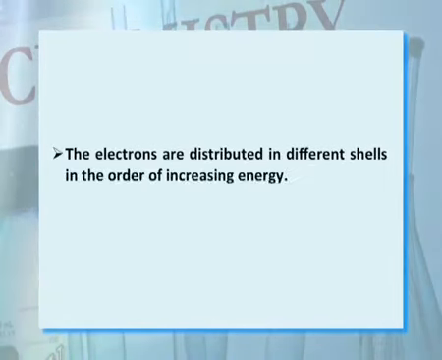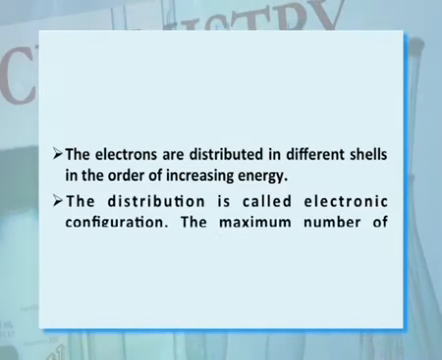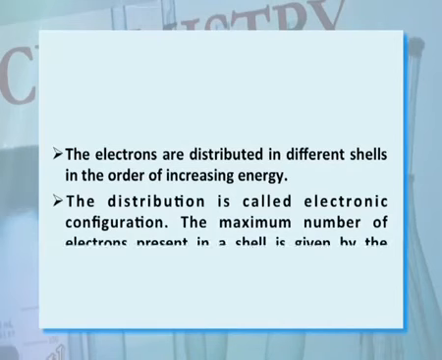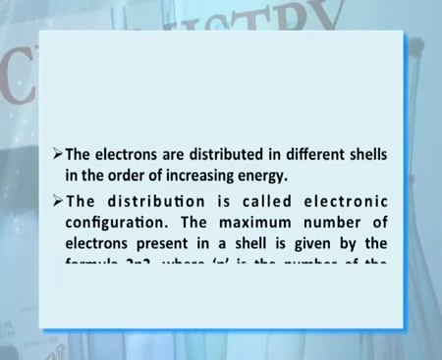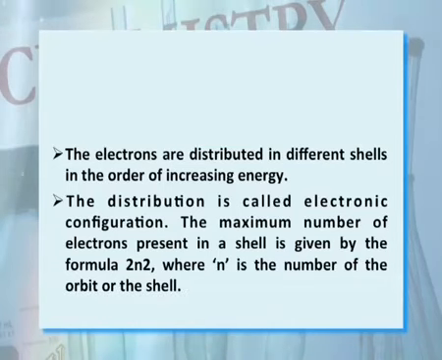The electrons are distributed in different shells in order of increasing energy. That was Bohr's postulate. The distribution is called electronic configuration. The maximum number of electrons present in a shell is given by the formula 2n², where n is the number of the orbit or the shell.